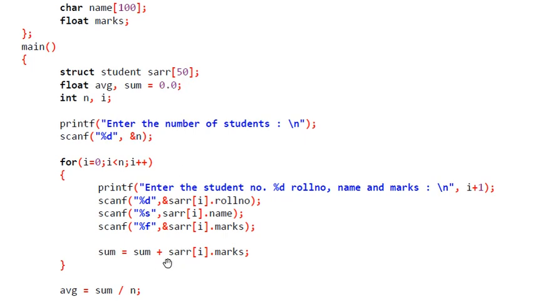0 plus 55 is 55. Sum will have a value of 55. Now I will be incremented to 1. 1 less than n. So in our example, 10. 1 less than 10, true.